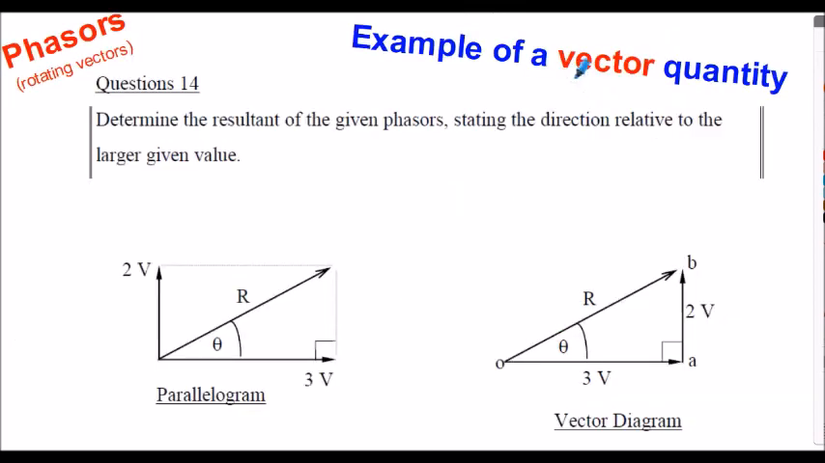And a final example of a vector quantity: in electrical work, we often refer to phasors. They're actually defined as rotating vectors, so they're considered like vectors. And sometimes we want to find the resultant of two voltages, for example. We've got a voltage shown here horizontally, 3 volts, and a voltage shown here vertically of 2 volts. And we can draw a phasor or vector diagram to find the resultant of the two voltages. So in electrical work also, we use this vector property to help us solve particular problems.